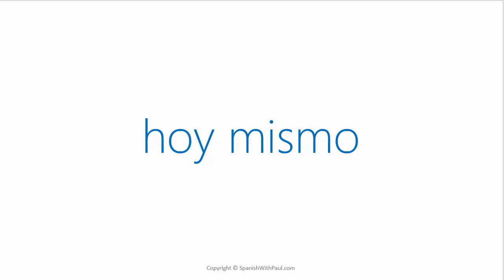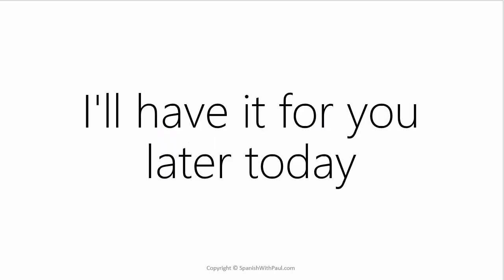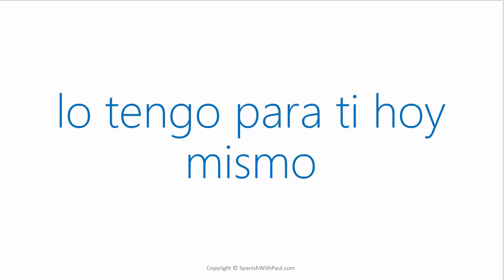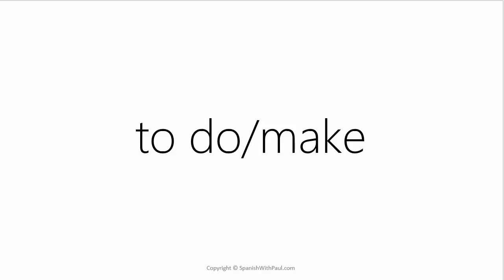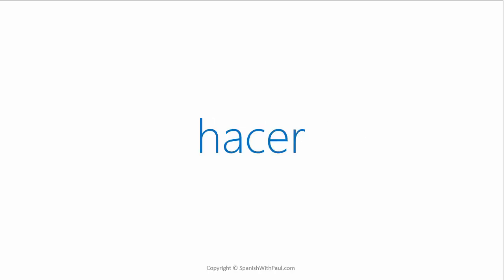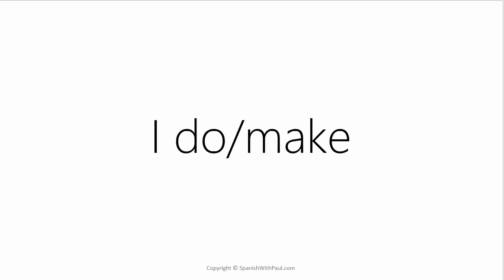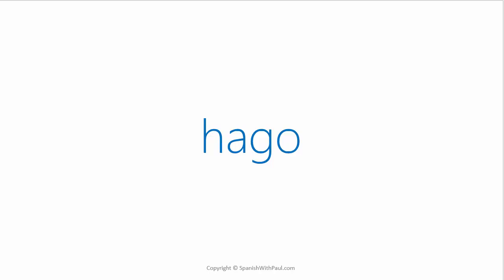Hoy mismo. How would you say, I'll have it for you later today? Lo tengo para ti hoy mismo. What's the verb to do or to make? Hacer. Now, to express I do or I make, the conjugation is hago. Notice the silent H and the pronunciation starts here. Hago. How would you say I do it?